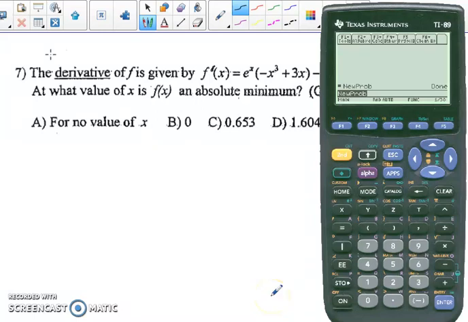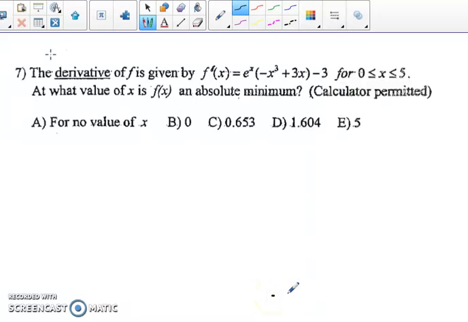All right, here we have another calculator problem. So let's go ahead and get started. They're giving us the derivative of a function already, and they want to know where f has an absolute minimum. So what we want to do is set the derivative equal to 0 to see where, well, you know what, let's go ahead and graph the derivative. We do need to find the 0 of the derivative, but let's do this graphically.